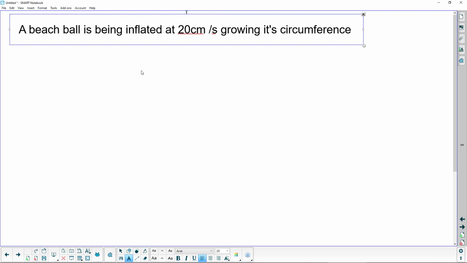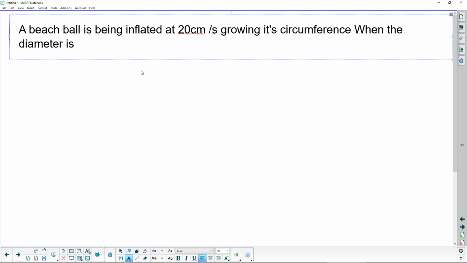try to trick you, is 30 centimeters. Okay, so that means the radius is 15, okay? So don't get confused. How is the volume of the beach ball changing with time? Well, I could have said surface area, but I'm going to go volume.